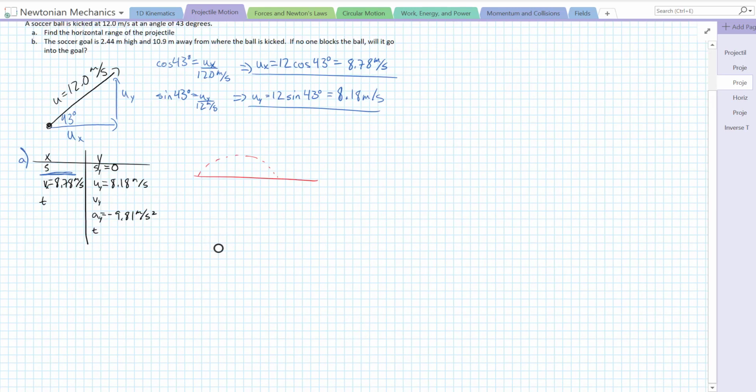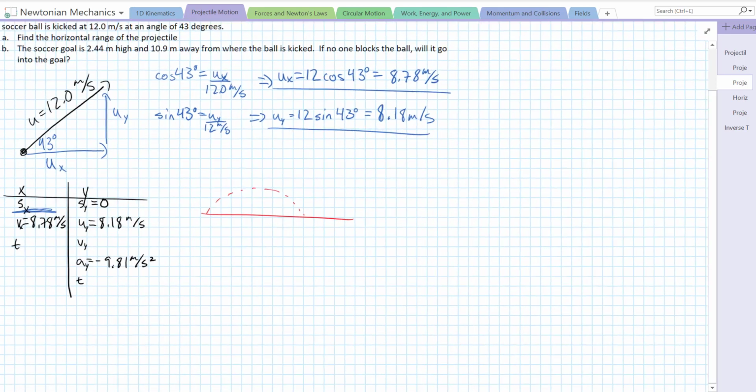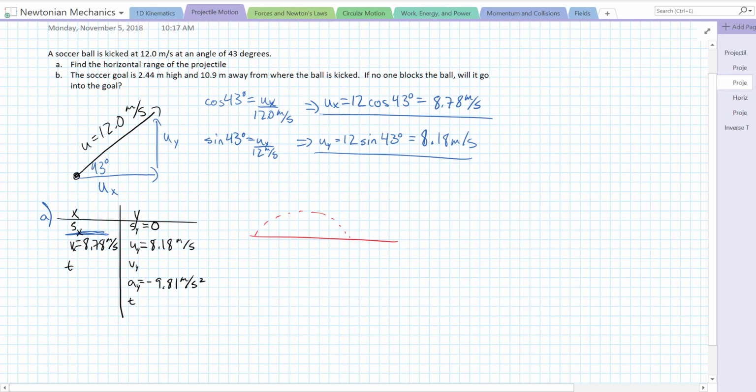If we want to find the horizontal range, we're really looking for Sx. So we're going to need the time first, and we can use the y component to find the time. So we need to pick a SUVAT equation that lets us solve for time. I'm going to do S equals ut plus 1/2 at squared. S is equal to 0. U is equal to 8.18 meters per second times t. 1/2 a is minus 4.905 t squared.